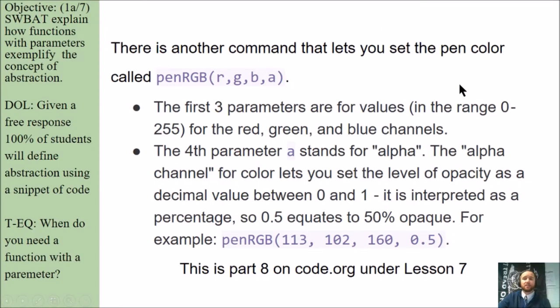There's another command that lets you set the pen color called pen RGB, and then you put the RGB value here. And then there's a fourth one. What does A stand for? It says here the first three parameters are for values in the range of 0 to 255 for the red, green, and blue channels. The fourth parameter, A, stands for alpha. The alpha channel for color lets you set the level of opacity as a decimal value between 0 and 1. It is interpreted as a percentage, so 0.5 equates to 50% opaque. For example, pen RGB, so here's some numbers, it's going to be 50% see-through, basically.